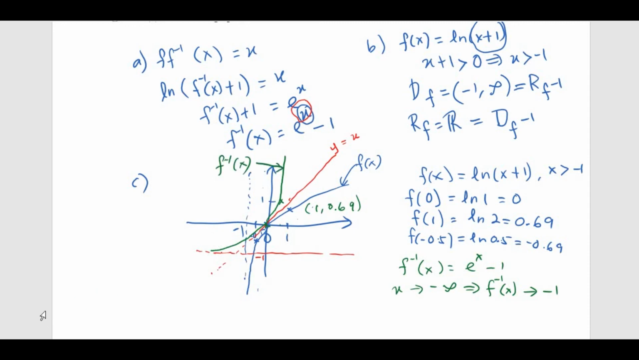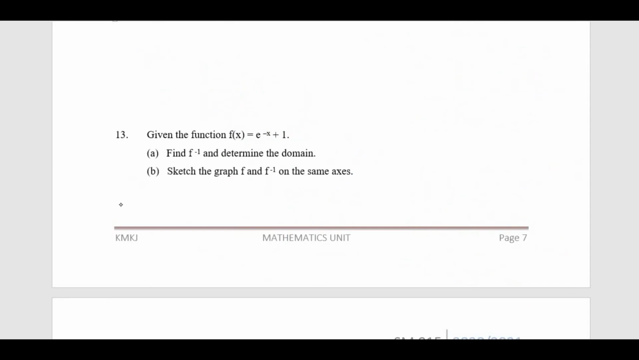Okay, you can have a try on this. I want you to try number 13. You have to find the f inverse, you have to determine the domain, and finally you have to sketch the graph on the same axis.